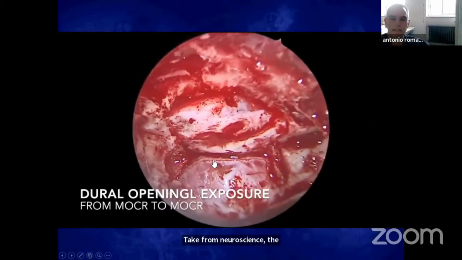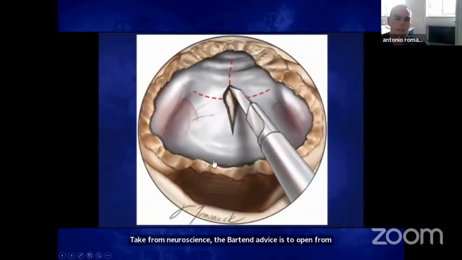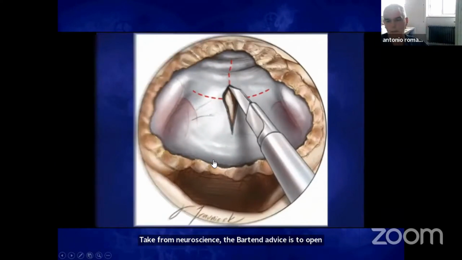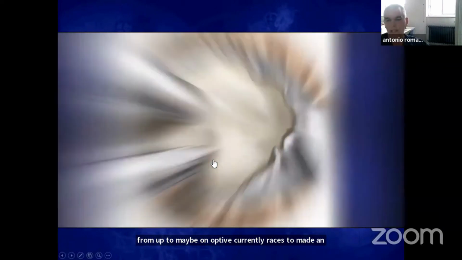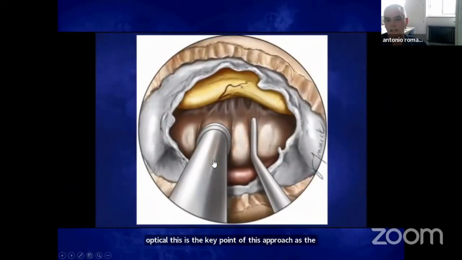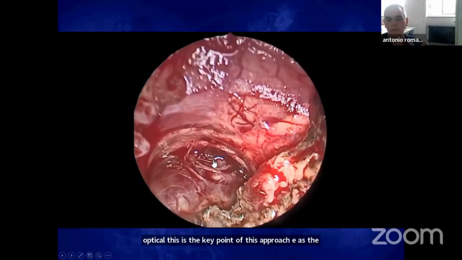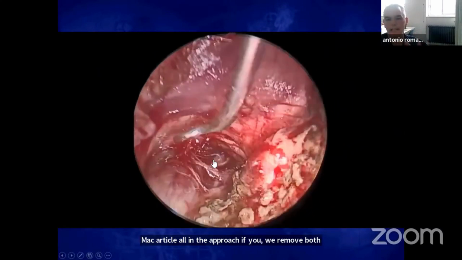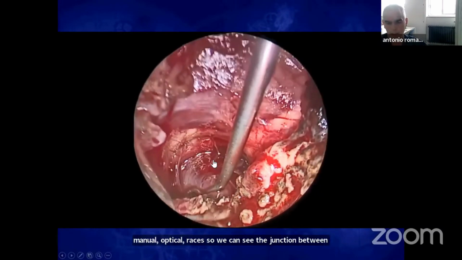Important technical advice is to open from medial optic-carotid recess to medial optic-carotid recess. This is the key point of this approach, like the McCarty keyhole in the pterional approach. If we remove both medial optic-carotid recesses, we can see the junction between the optic nerve and the supraclinoid carotid artery.